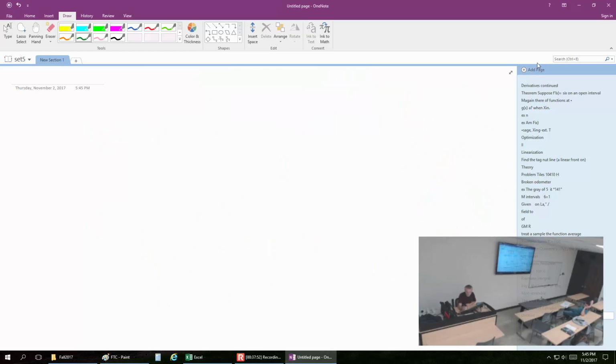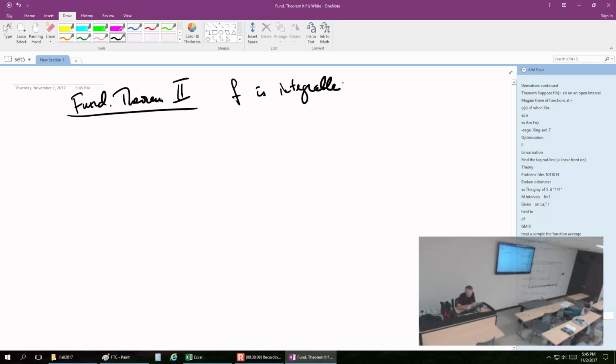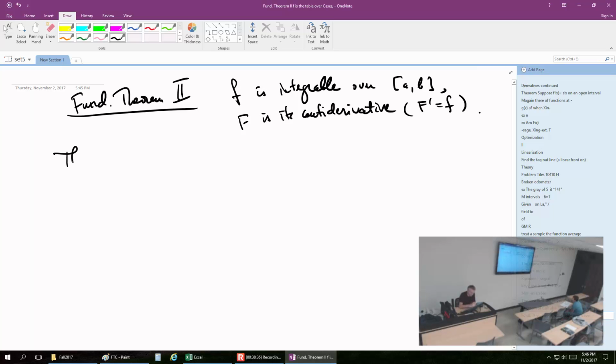So let me state it, and then we'll apply it a couple of times. The fundamental theorem, version 2. It's slightly more general. We assume that f is integrable over [a, b]. It means simply that the Riemann integral is defined. Every continuous function is integrable, but also step functions are integrable even though not continuous. And F is its antiderivative, which simply means that F prime is equal to f lowercase. Then this is the formula, the most common way to represent the fundamental theorem of calculus.